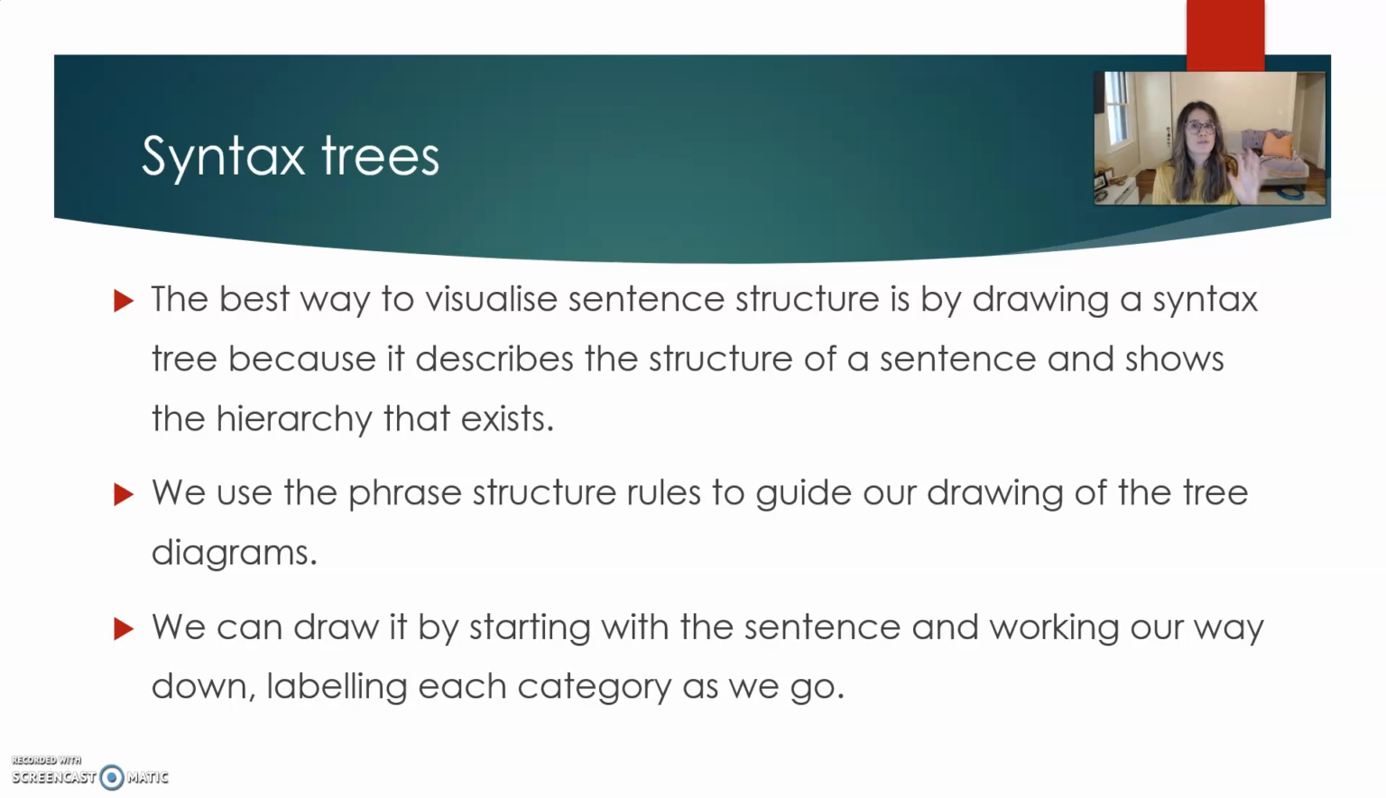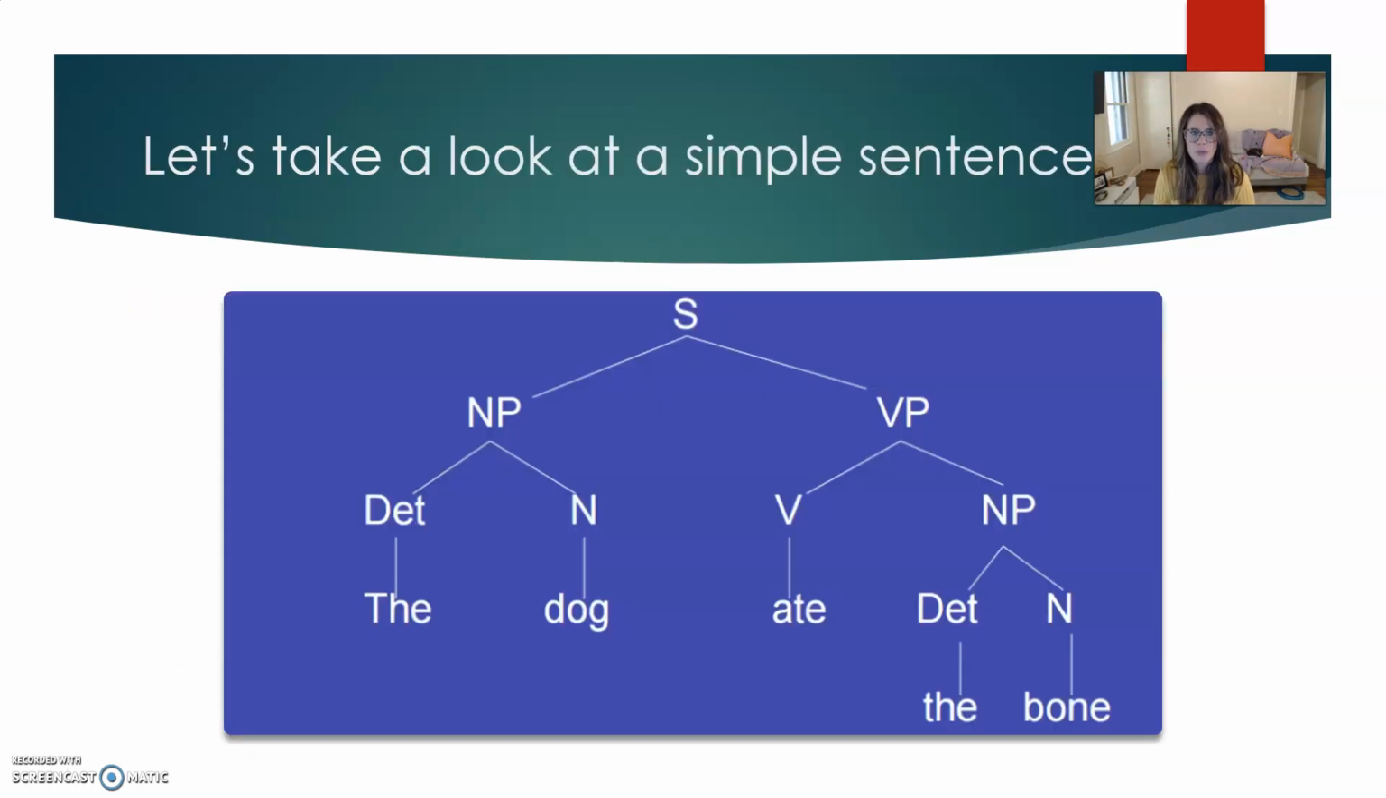We use these phrase structure rules that you saw in that table to guide the drawing of the diagram, right? And you start up at the top with the sentence, and we work our way down through each category. So let's have a look at what a tree would look like. So here's your basic simple sentence: the dog ate the bone, okay? So you can see that we start up here with S. S is sentence, and that's the very top. That's the largest unit that we can get, right?